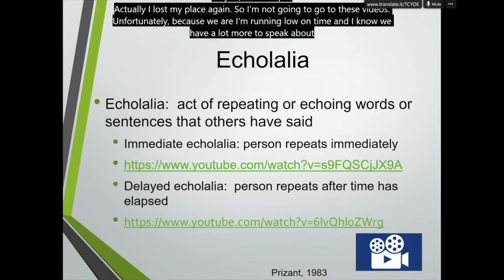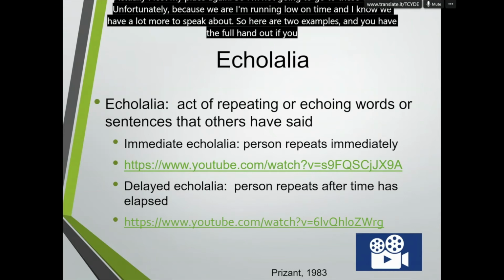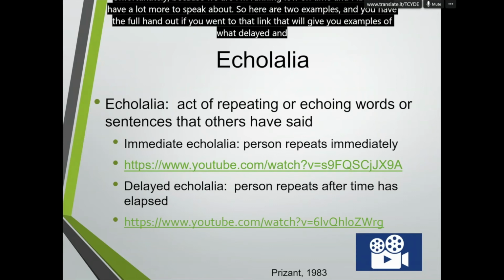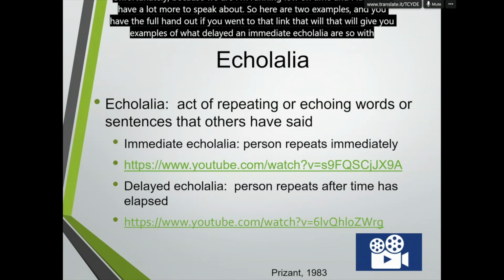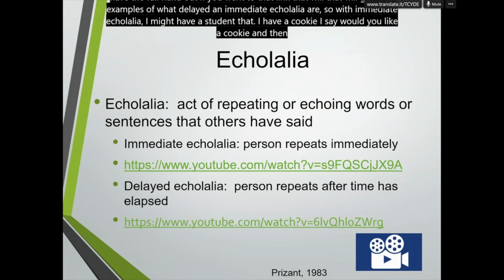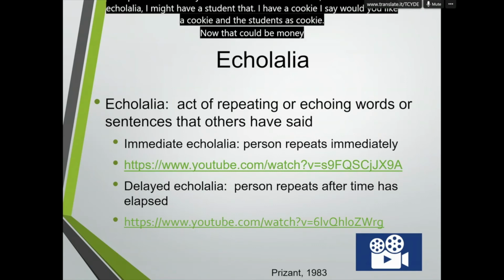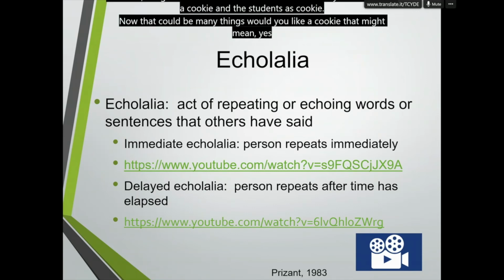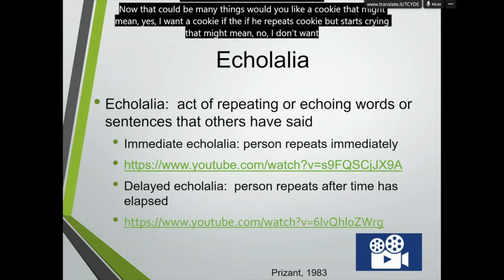So here are two examples, and you have the full handout if you went to that link, that will give you examples of what delayed and immediate echolalia are. With immediate echolalia, I might have a student, I have a cookie, and I say, would you like a cookie? And the student says, cookie. Now that could be many things. That might mean, yes, I want a cookie. If he repeats cookie, but starts crying, that might mean, no, I don't want a cookie, I want something else.